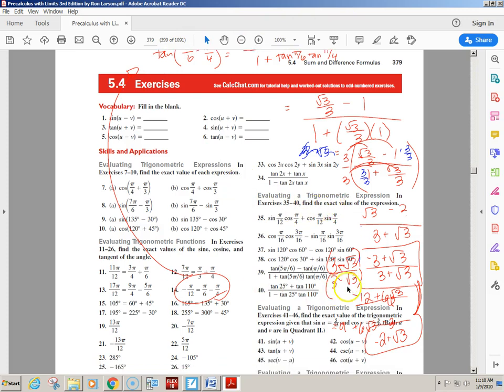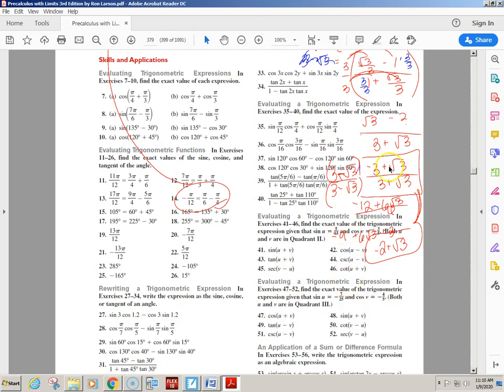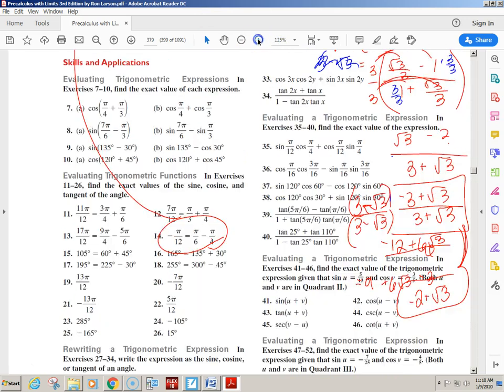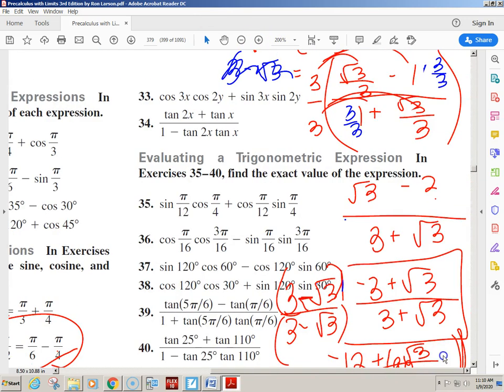See, in honors, sometimes I'm in calculus mode. And in calculus, we don't have to simplify that. We just get to stop. Because we're doing so much other work.